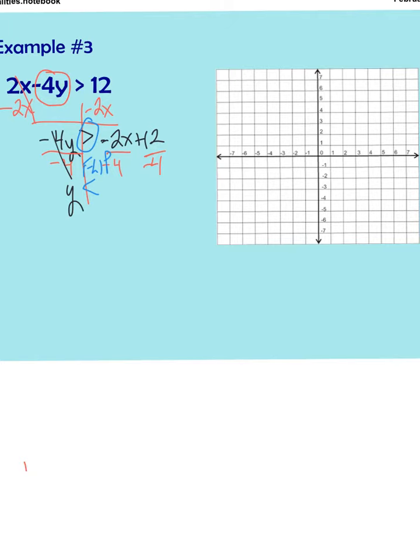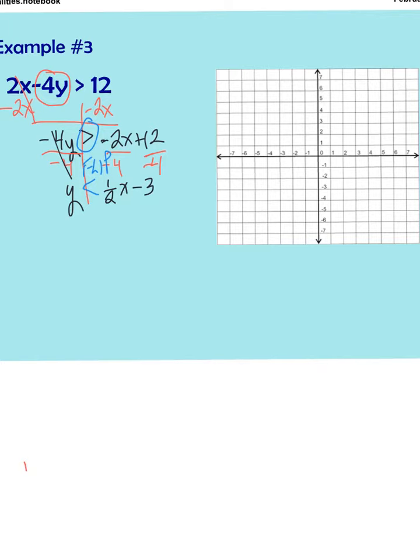And so then I have two negatives make a positive. 2 and 4 can be reduced because 2 can divide into both of these. So 2 divided by 2 is 1. 4 divided by 2 is 2. So I end up with 1/2 x. 12 divided by negative 4 is negative 3. And now I want you to pause the video and I want you to graph this line. Think of solid and dotted and shading.